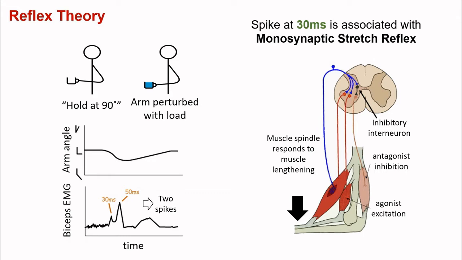Another component of this reflex that we haven't depicted is the action of gamma motor neurons. Gamma motor neurons regulate how sensitive the stretch reflex is by tightening or relaxing the fibers around the spindle.